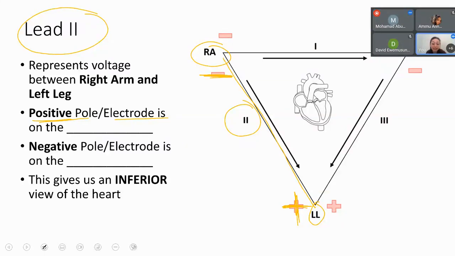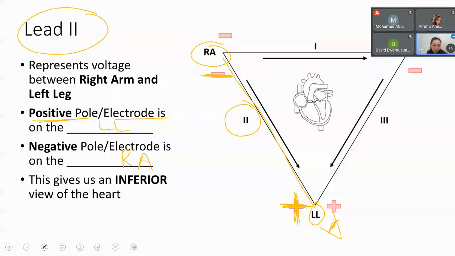Left leg, yes. So left leg. The negative pole or electrode is where for lead two? Right arm. So this means that the negative pole is the reference pole and the positive pole is the pole of view. So this gives us a view from the inferior side of the heart. So this is an inferior view of the heart.